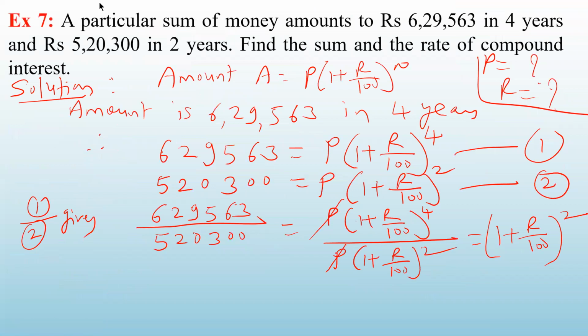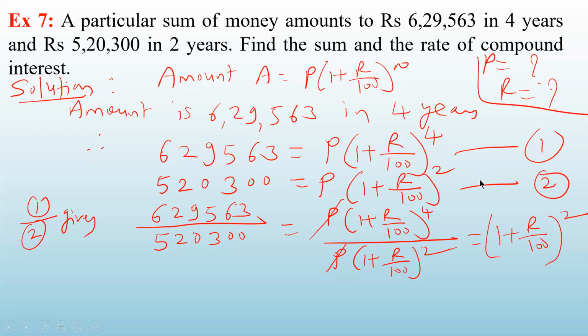Once again, quickly revise this. A particular sum of money amounts to this much in 4 years and this much in 2 years. Write down the formula for amount. There are two amounts here. One is 6,29,563. This amount is in 4 years, so for this, N is 4. So put this value of A. P and R you have to calculate, so just keep it like that and put the value of N here as 4. The second amount is 5,20,300, but this is for 2 years. So N is equal to 2.